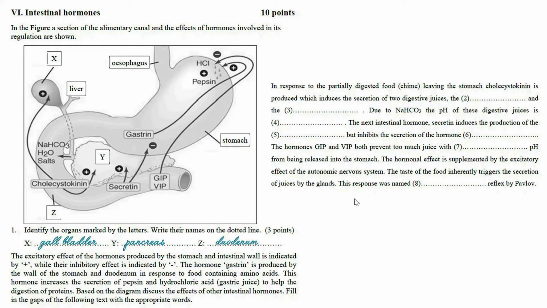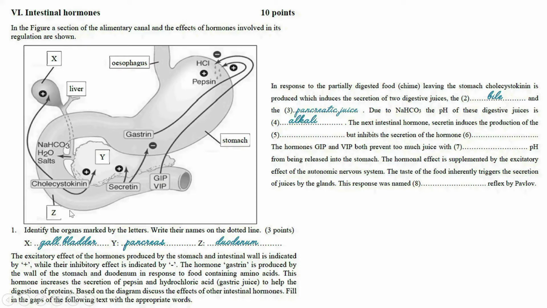Fill in the gaps of the following text with the appropriate words. In response to the partially digested food chyme leaving the stomach, cholecystokinin is produced, which induces the secretion of two digestive juices. So let's observe this image. Cholecystokinin is here and it induces bile. And the arrow is also pointing towards the pancreas, so the pancreatic juice. Due to sodium bicarbonate, the pH of these digestive juices is alkaline.